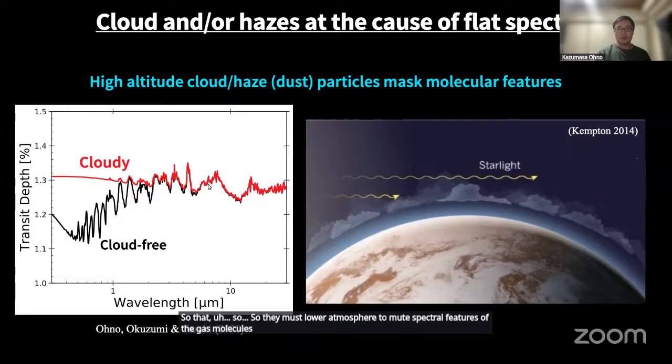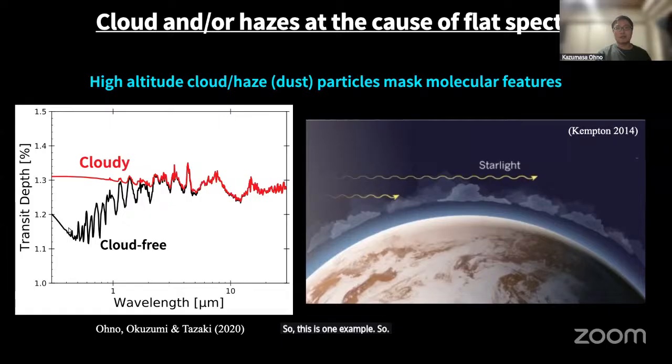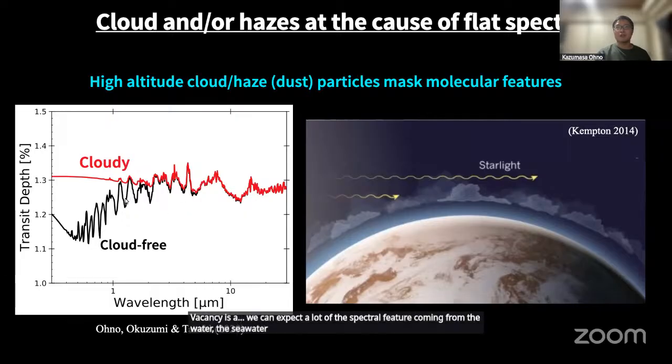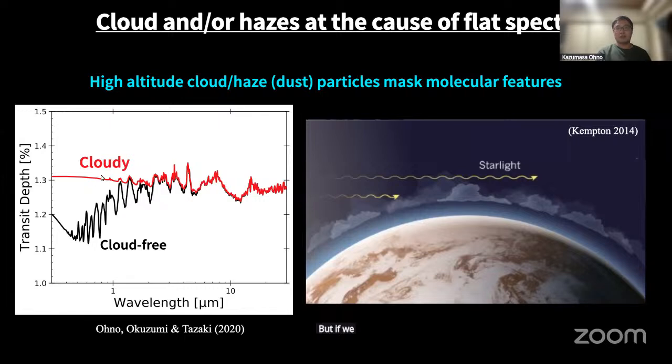For example, this is one example. If we assume a clear atmosphere, we can expect a lot of spectral features coming from water, CO2, and methane. But if we include the clouds, many of such spectral features are muted by the clouds.